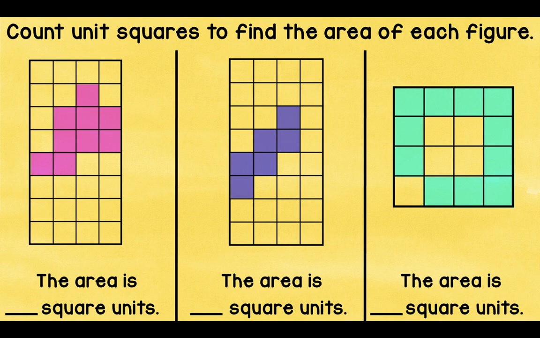Now, let's go to our next practice. Count unit squares to find the area of each figure. So let's start with number 1, for the pink shape. I am going to give you a few seconds to count the squares that are here, and then we will check.